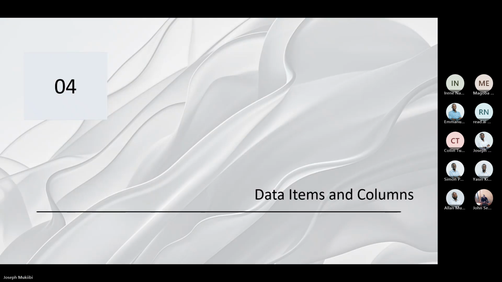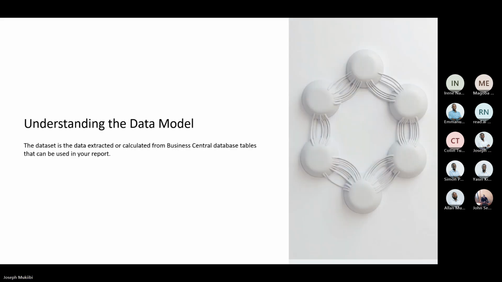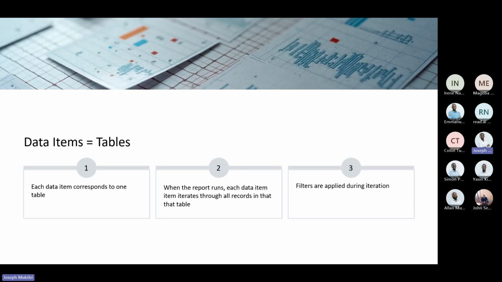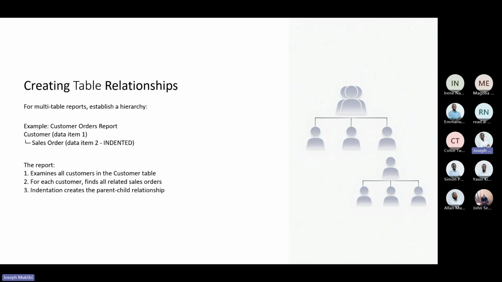Okay, we can go to the next, where we talk about data items and columns, so understanding the data model. The data set is the data extracted or calculated from Business Central tables that can be used on the report. So you have the data set where you can say that I'm going to pick from the vendors table. Then we have the data items and then the tables. Something I've also talked about. I'll just skip this and be fast because we usually do these things.